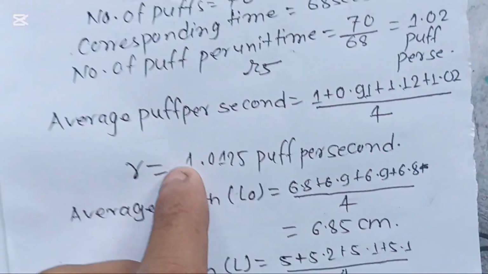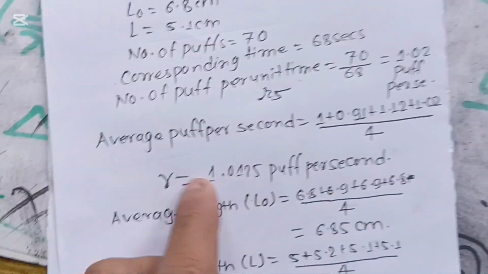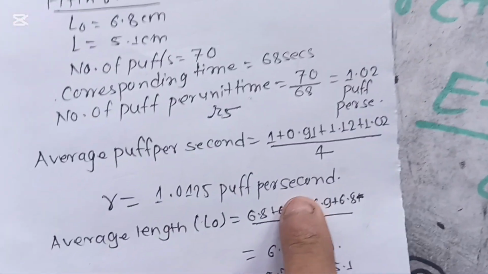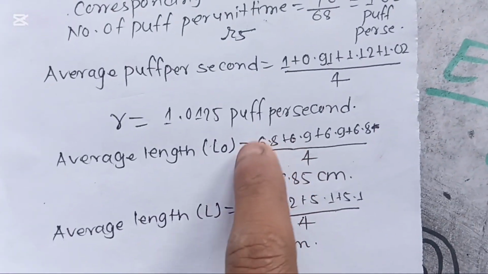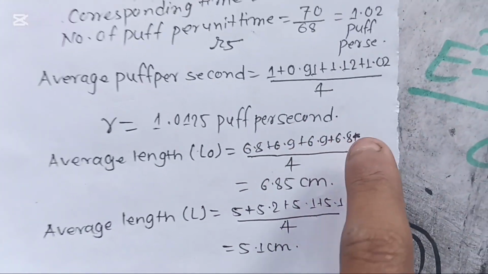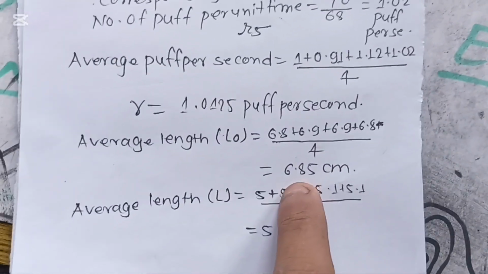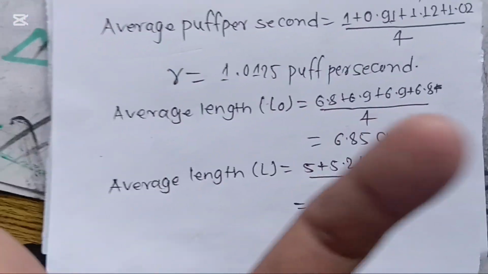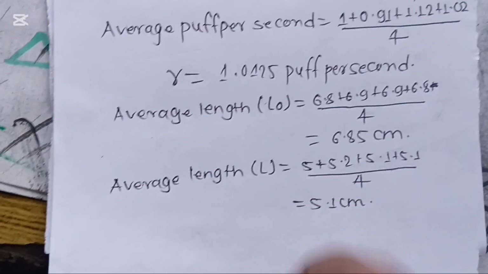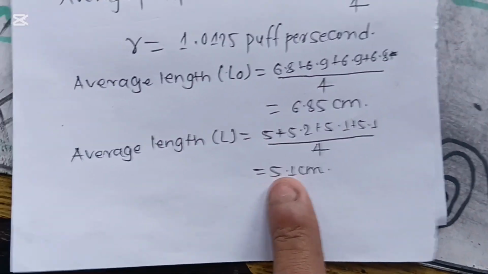There might not be a fraction of puffs per second, there might be one. So we can arbitrarily say that this is 1 puff per second. The average length of the whole cigarette that I had taken during the experiment is 6.8, 6.9, 6.9, 6.8 divided by 4, and it came out to be 6.885 centimeters. The average length L is nothing but just the portion that we are going to inhale and exhale during the whole process, and it comes out to be 0.51 centimeters.